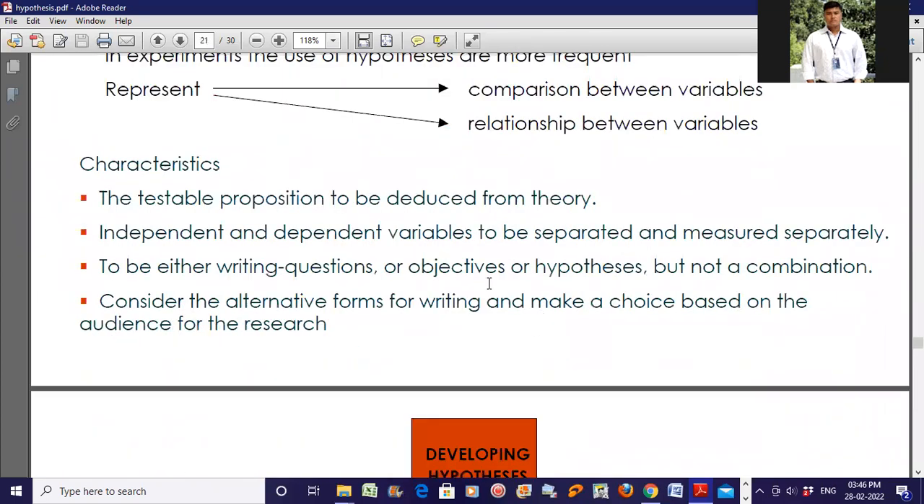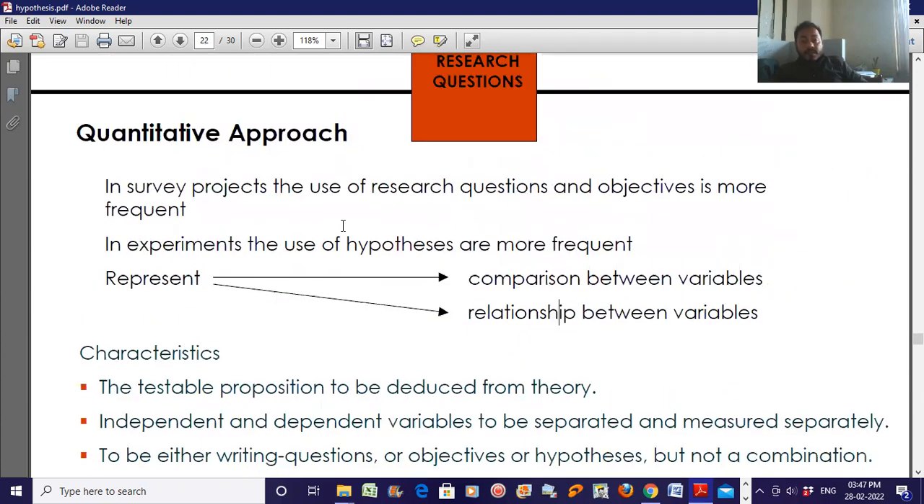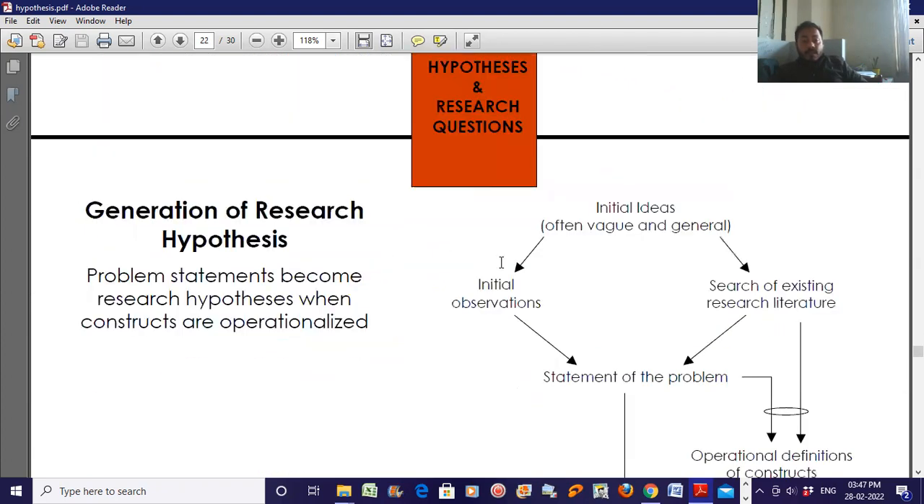Now, what will be the characteristics? The first one will be the testable proposition to be deduced from the theory. It means we try to propose some specific rule here, just opposite to the case of qualitative, right? Independent and dependent variables are to be separated and measured separately, using either questions or objectives or hypotheses, but not a combination. Then we consider the alternative forms of writing and make a choice based on the audience for the research. I hope this is very clear to you now.